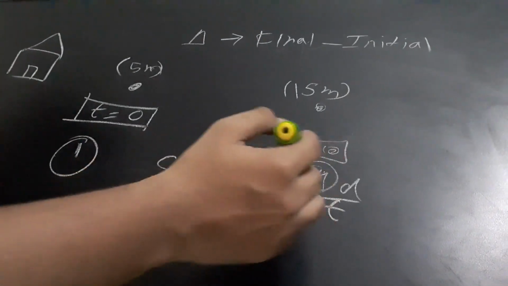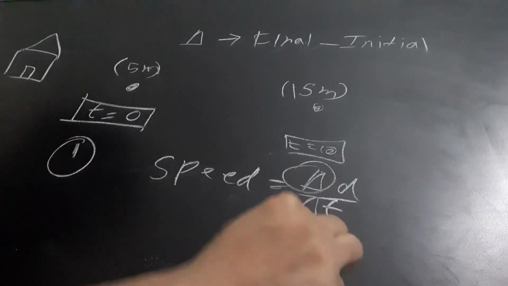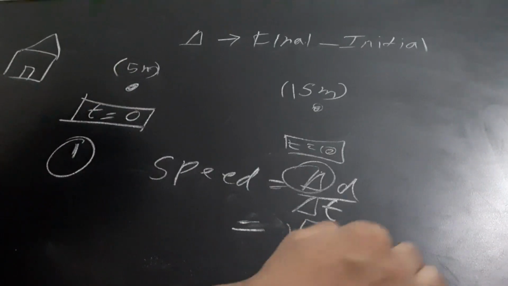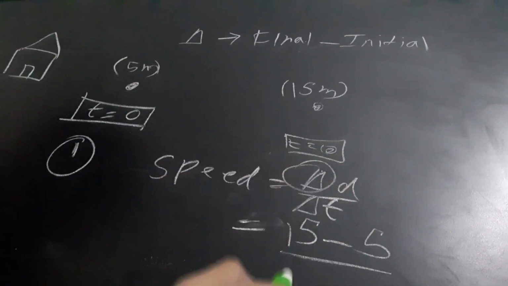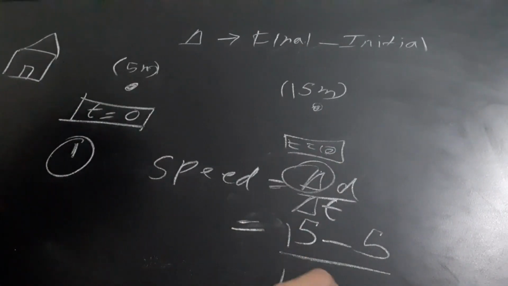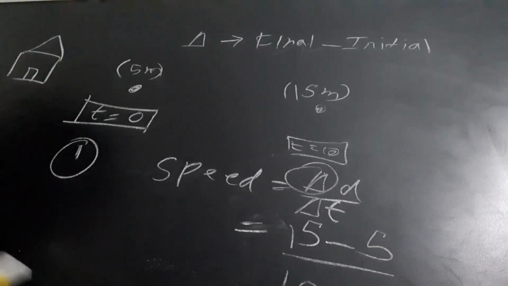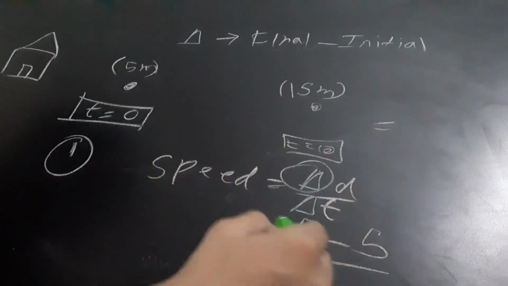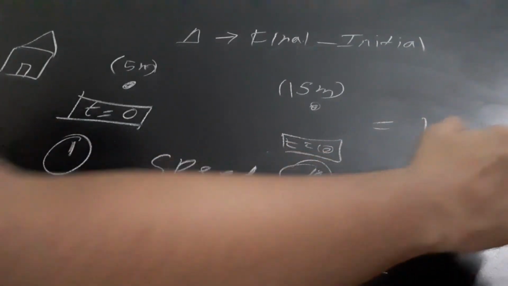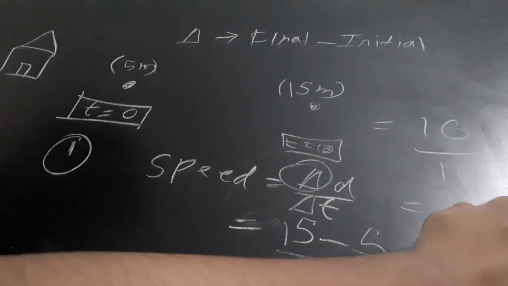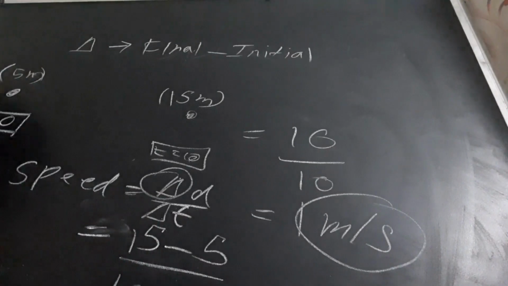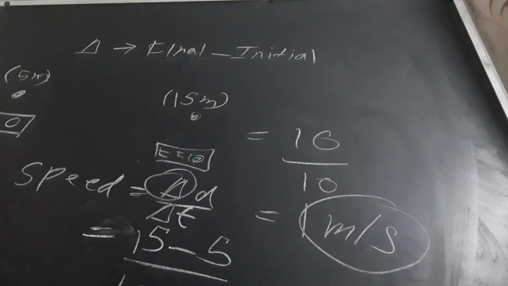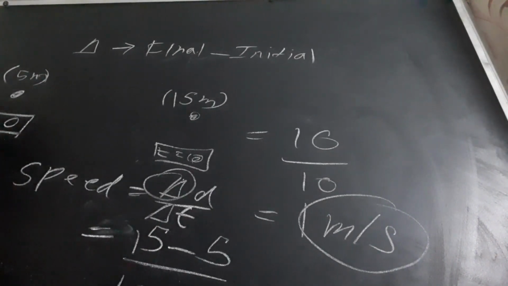So we take the final value, subtract the initial value from that, and then we get the change. So the change is 15 minus 5, and then delta t is 10 minus 0. Then finally, 15 minus 5 is 10, and 10 minus 0 is 10. We get speed equal to 1 meter per second, meter per second being the unit of speed. So that is speed. Let's get some more examples going on.